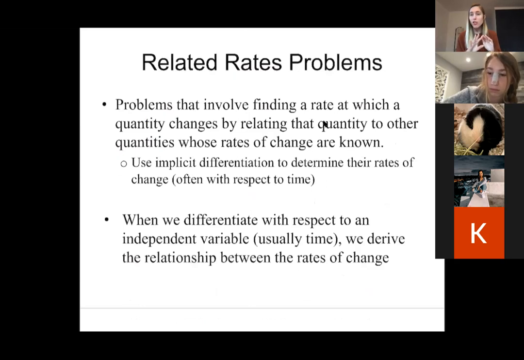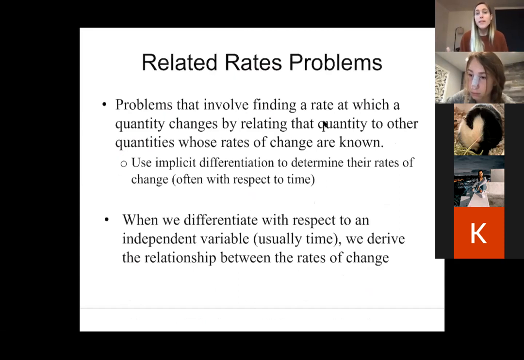So this is just section 3.3 part 2. We're going to be in section 3.3 part 2 until break. So until the end of next week. Okay. So we're going to be solving related rates problems.